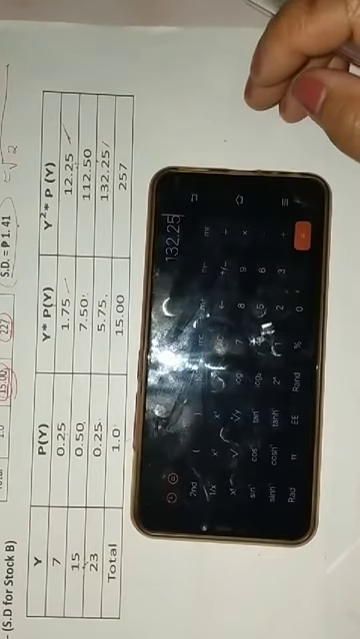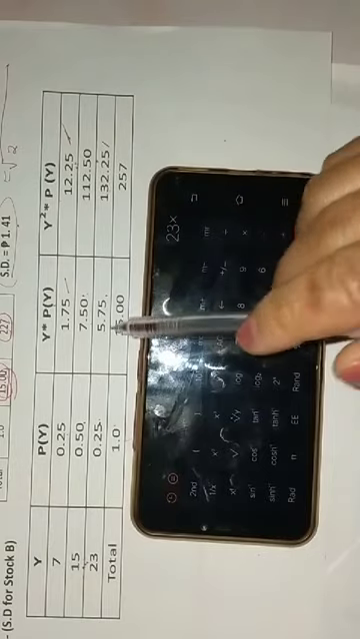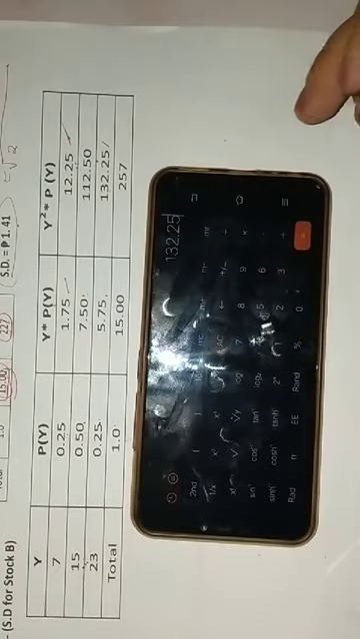132.25, or you can directly multiply the 23 times 5.75, which is equal to 132.25. The answer is the same.